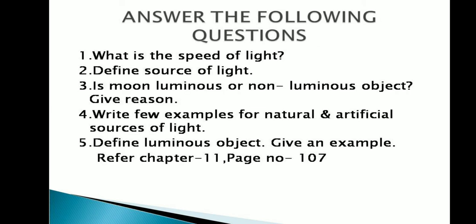Answer the following questions. What is the speed of light? Define source of light. Is the moon a luminous or non-luminous object? Give reason. Write a few examples for natural and artificial sources of light. Define luminous object. Give an example. Refer chapter 11, page number 107.